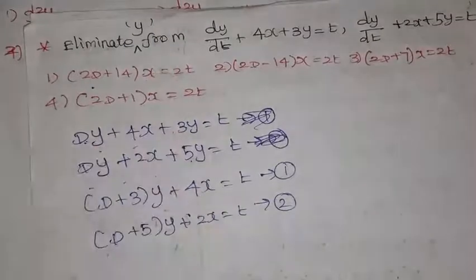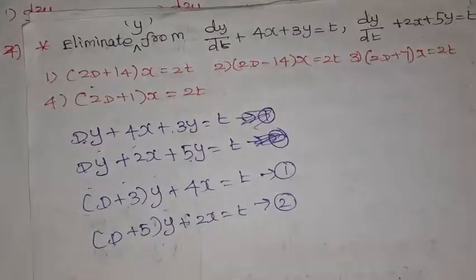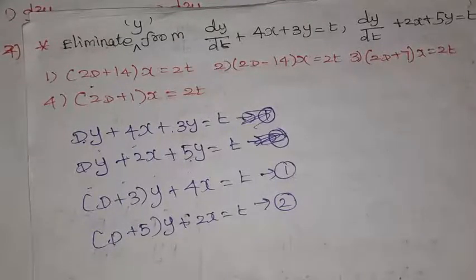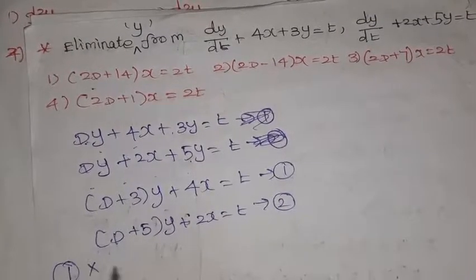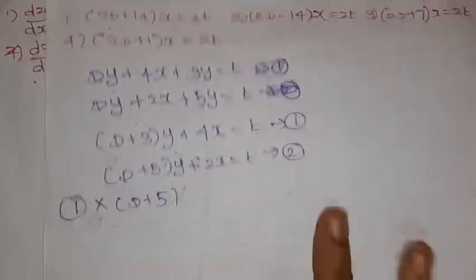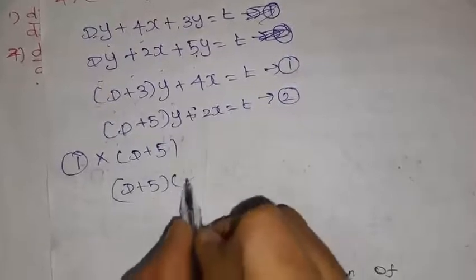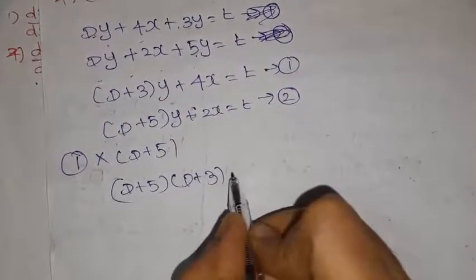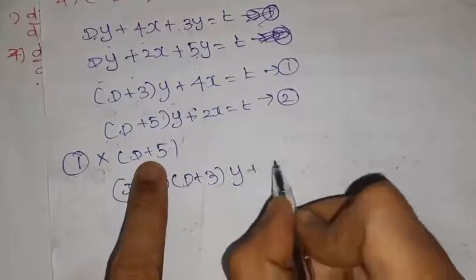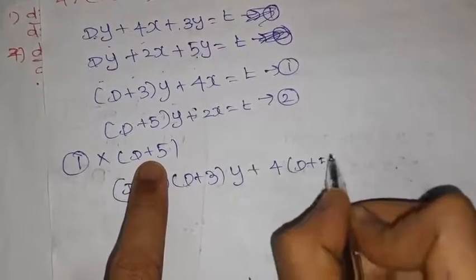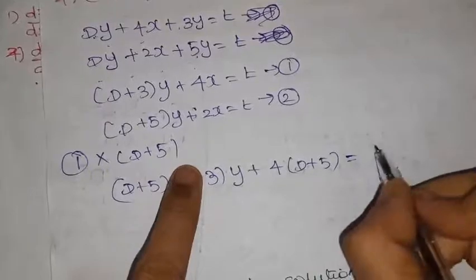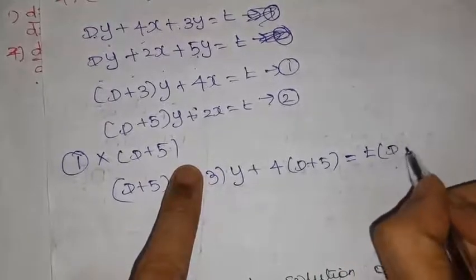So we need to eliminate y. So we need to cancel this y. How can we cancel this y? Multiplying equation 1 by (d + 5), what will we get? (d + 5)(d + 3) into y + 4(d + 5) x equals t into (d + 5).